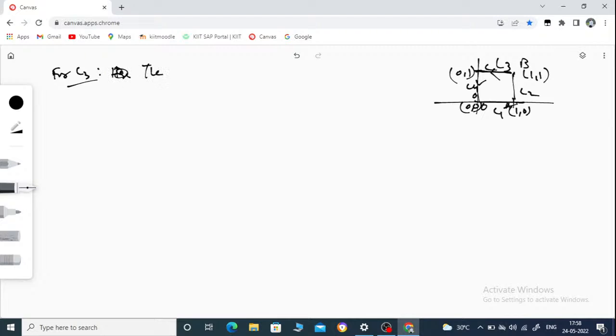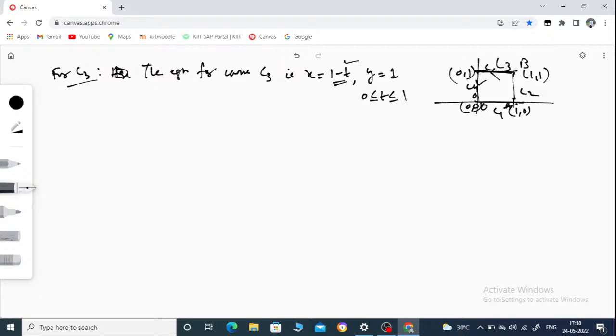The equation for curve C3: here x varies as 1 minus t, and y is fixed, y is 1. On this line y is 1, you can see it. And x varies as 1 minus t, where t varies from 0 to 1.